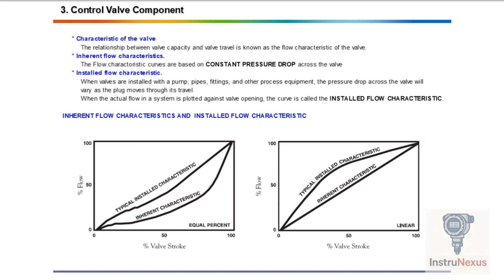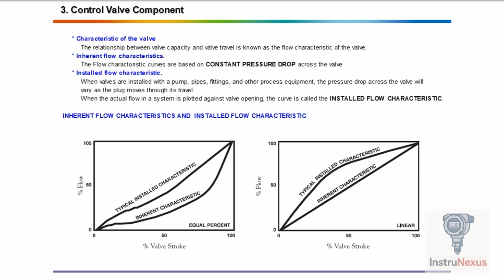2. Installed flow characteristic. But in the real world, valves are installed in systems with pumps, pipes, elbows, and other process equipment. As a result, the pressure drop across the valve changes as the valve opens or closes. When we plot the actual flow in the system against valve opening under these varying conditions, the result is known as the installed flow characteristic.